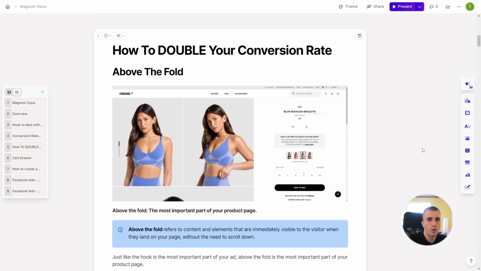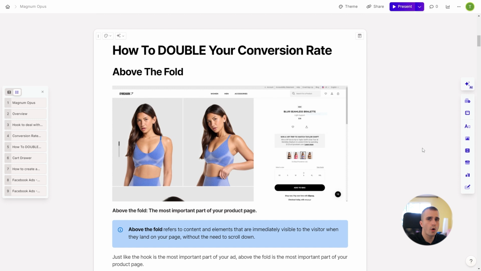Hey guys, in this video we're going to talk about how you can double your conversion rate by implementing some of the best practices of e-commerce, so that you can increase the return and the revenue of your Shopify store. We're going to cover some of the best practices that the best brands are applying on their Shopify store, so that you can apply them to your store to increase your conversion rate, your revenue per session, and therefore the revenue of your Shopify store. So without further ado, let's get straight to it.